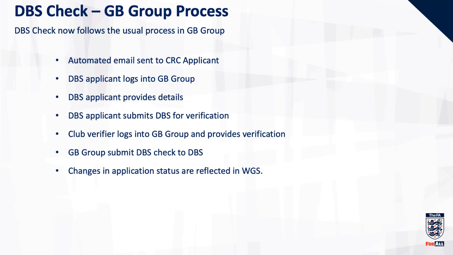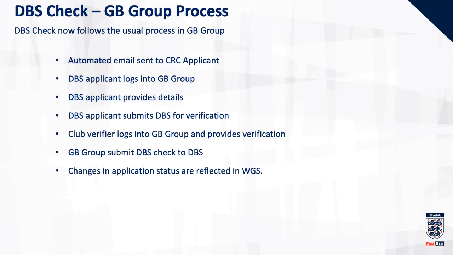So then the rest of this process basically happens as it always has done on GB's site. There's no more work to do within Whole Game System. Once that email has been generated and sent, the applicant can then log into GB Group. They update their details for their verification checks. They then submit that for verification, and the club verifier will log into GB Group and complete the verification check once they have seen them, in whatever way that's going to be done in the current climate. GB Group will then submit the DBS check to the Disclosure and Barring Service, and finally, if it comes back complete and clear, as I said earlier, it automatically goes on to the FAN record with no manual intervention needed.